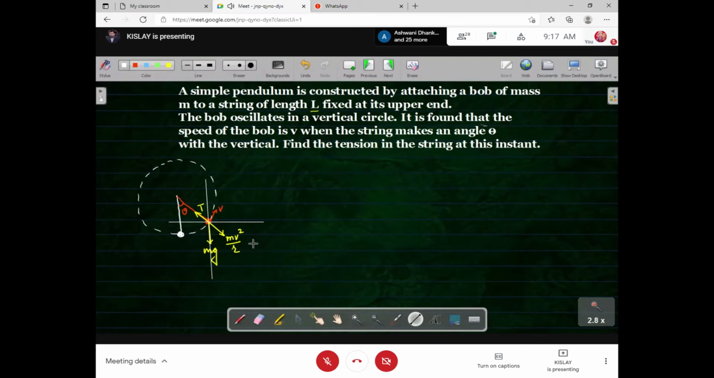Just we have to resolve the component. Here this angle is theta. This angle is theta. So this will also be theta, this angle. And here if it is theta, then there is a need to resolve the component of T and mv square upon r, both. तो यहाँ पर थीटा कैसे होगा? क्या? तो यहाँ पर थीटा कैसे एंगल होगा?